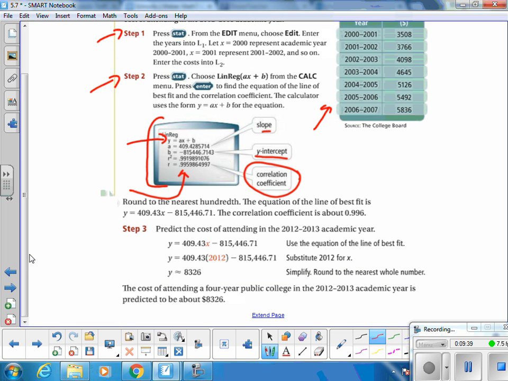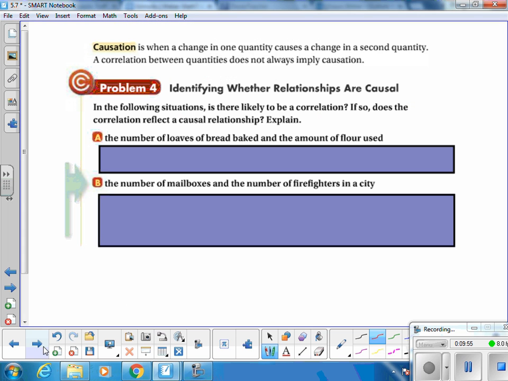We can use our graph then to predict the cost of attending college in 2012-2013 by using our information, just plugging it into the equation for this. Now, we're not going to be doing a whole lot of this. Maybe we'll practice this out. It'd be great.